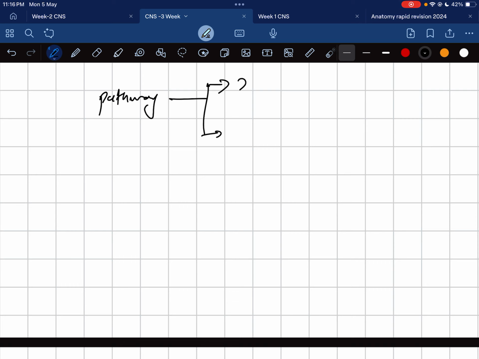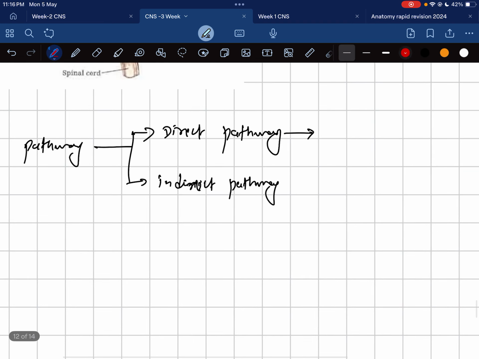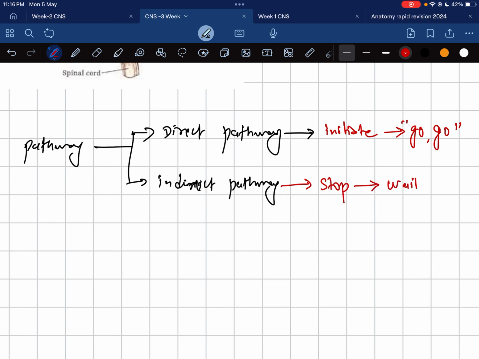The direct pathway initiates or sends the impulse: go. The other one, the indirect pathway, says stop, or wait for the movement. So moving on.